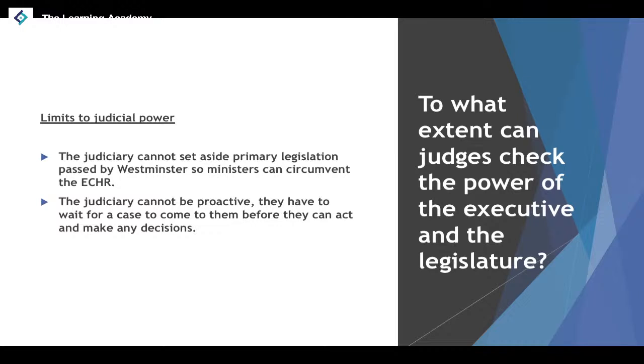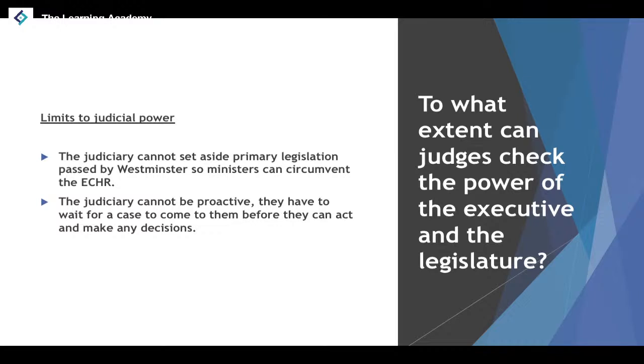If nobody had brought any cases to the judiciary when it came to the prorogation of Parliament, then Parliament would have prorogued just like Boris Johnson wanted it to, and they would have got Brexit through however they wanted it to. The Supreme Court has no authority to proactively bring a case to itself. It has to sit there and wait for people to bring cases to it. So that's a way in which judicial power is limited.